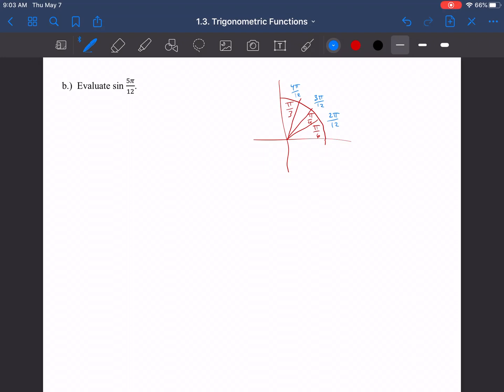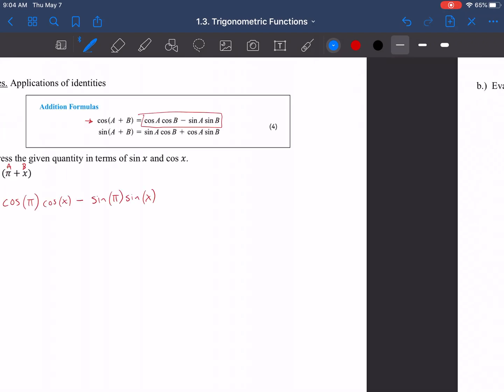So, for example, if I add 3 pi over 12 and 2 pi over 12, that equals 5 pi over 12, which is exactly what we have right there. That means I can rewrite sine of 5 pi over 12 as sine of 3 pi over 12 plus 2 pi over 12, okay? And by doing that, it allows me to use this, right?